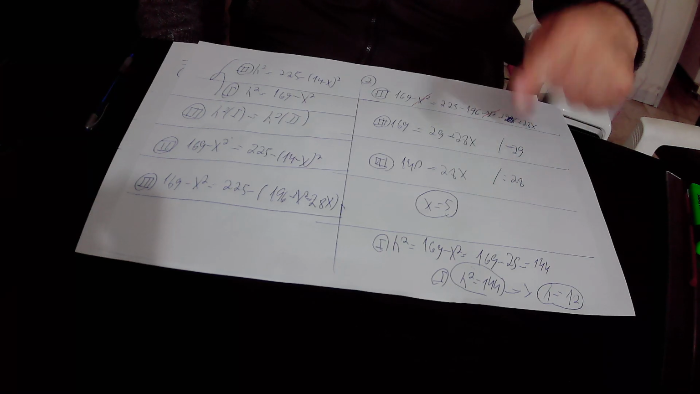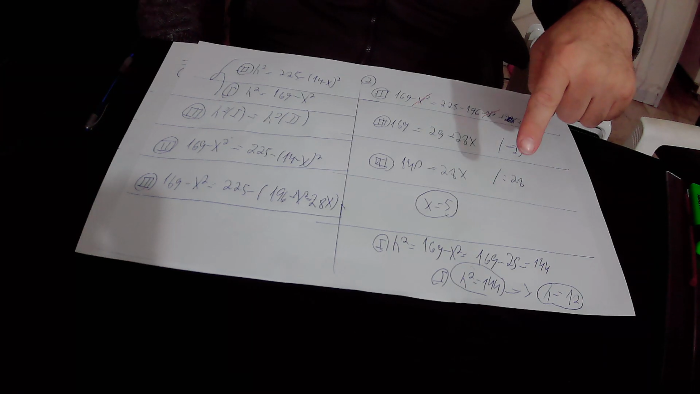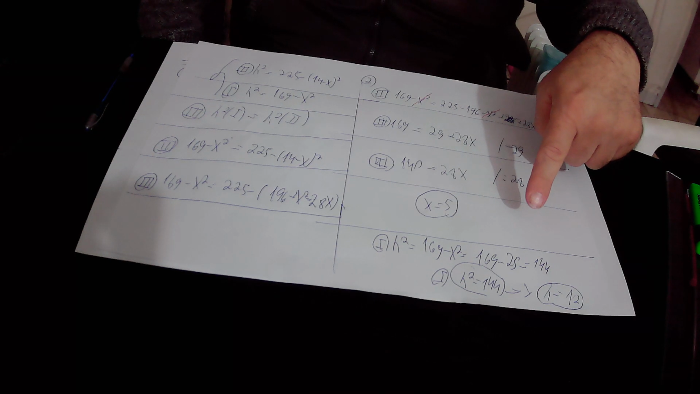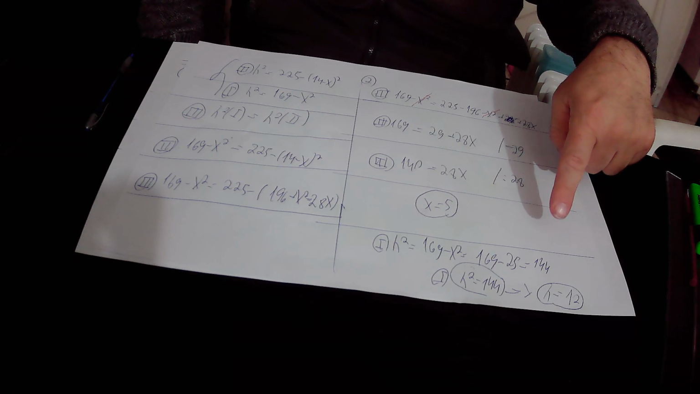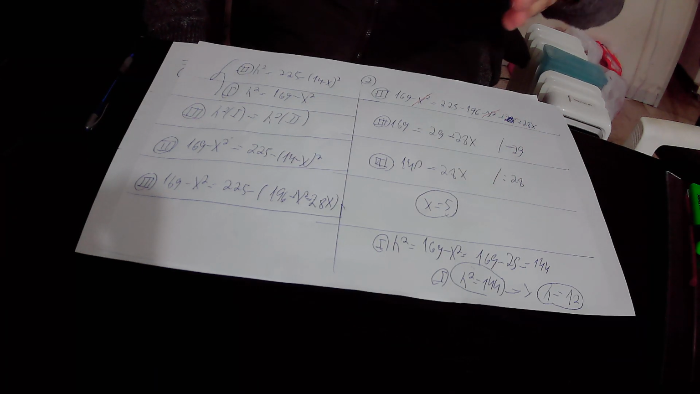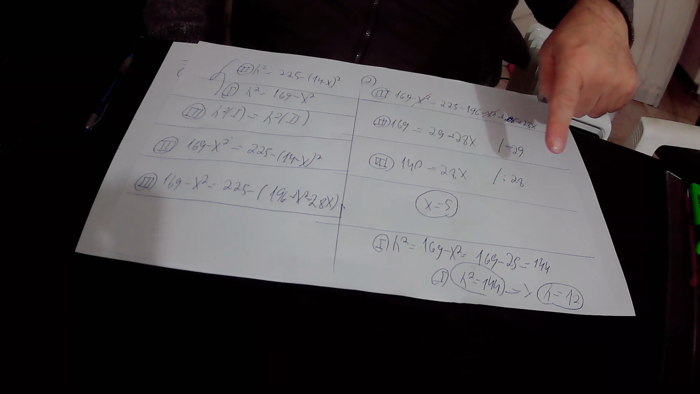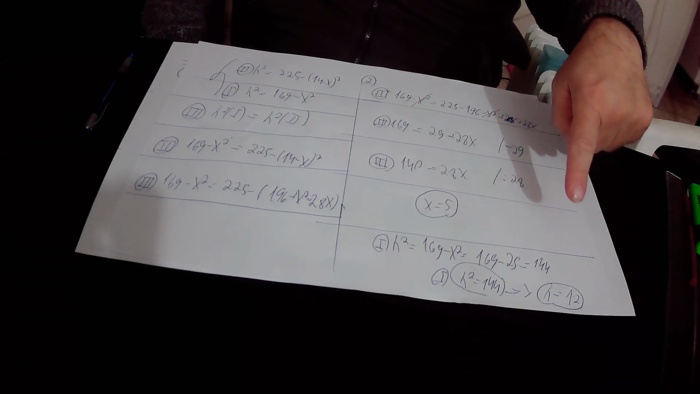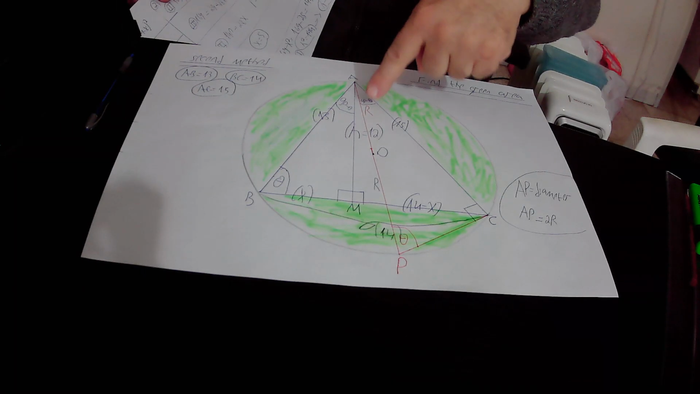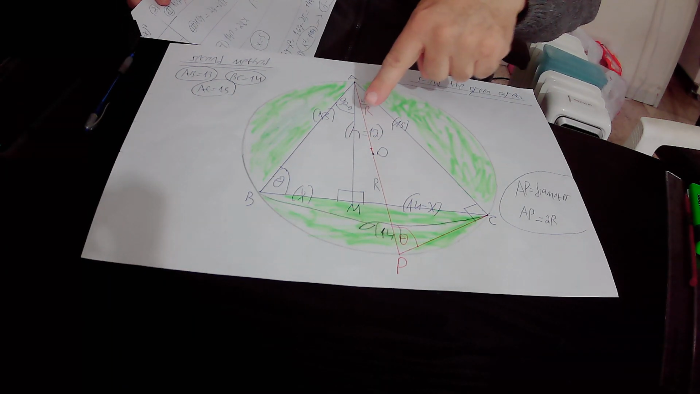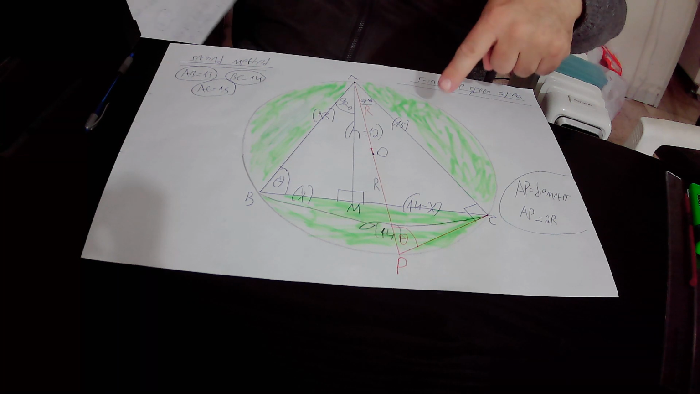So in total, according to equation number 1, we found that h squared equals 169 minus 25, that is 144. So according to equation number 1, we found that h squared equals 144. We took the square root of this equation number 1, and finally found that h equals the square root of 144, that is 12. So we found that AM, that is h, equals 12 units in length.